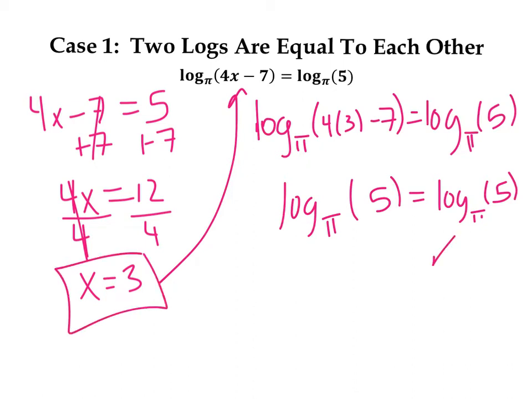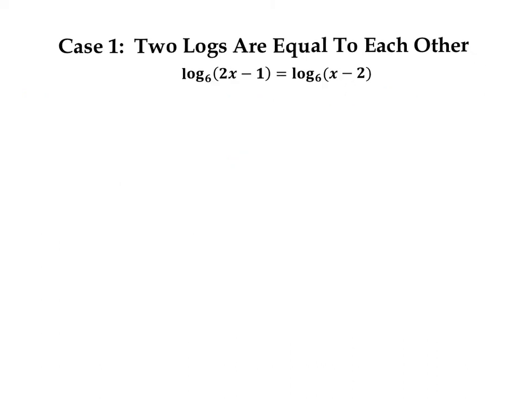Let's try another one of this same case, but it's a little bit more complex. Not in the solving, but in the understanding. So here we have, again, two logs that have the same base, log base 6 and log base 6. So these two values must be equivalent. Let's set it up and solve. 2x minus 1 equals x minus 2.